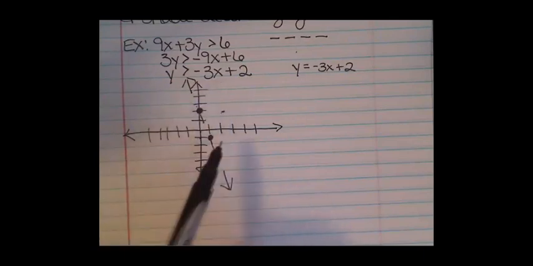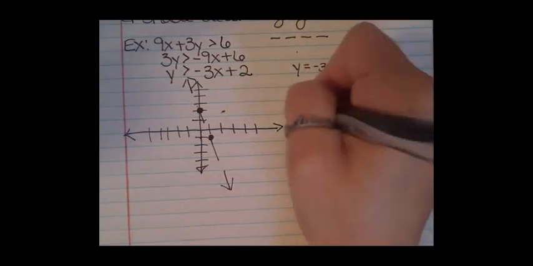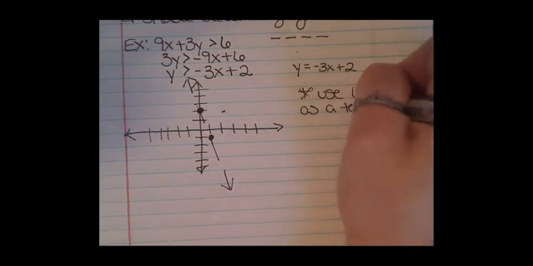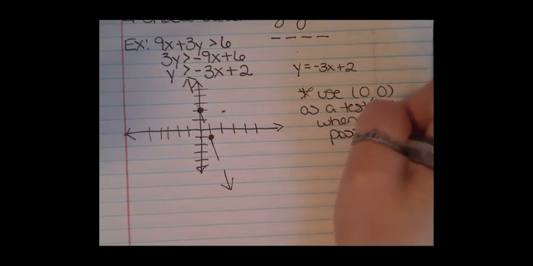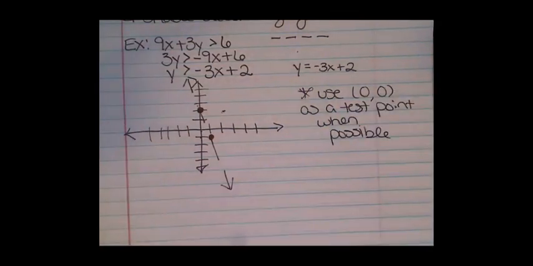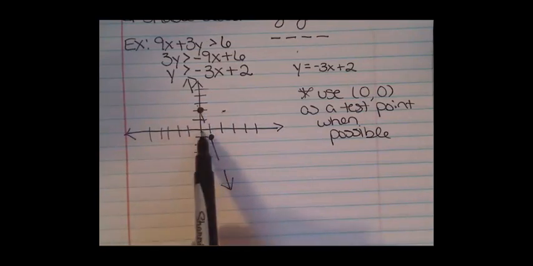But here's my hint. Use (0, 0) as a test point when possible, because it's really easy to do the math with (0, 0). A lot of things go away. And notice our line did not go through the point (0, 0). So let's test that point.